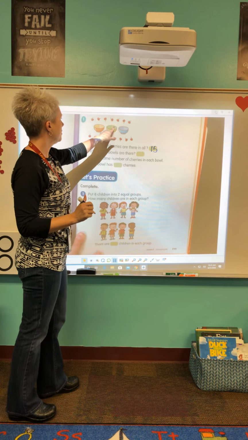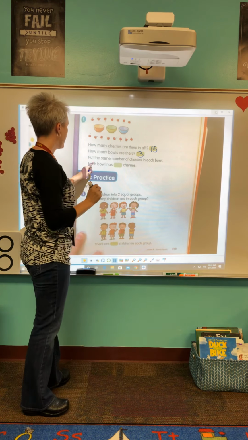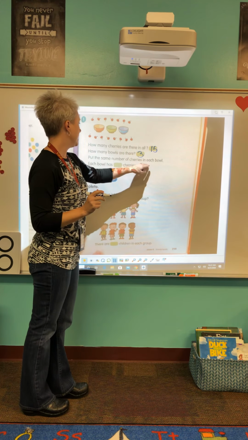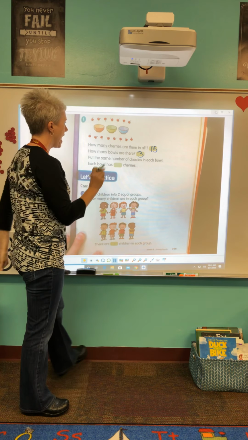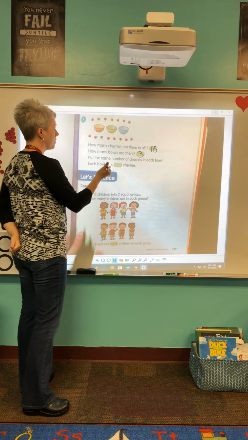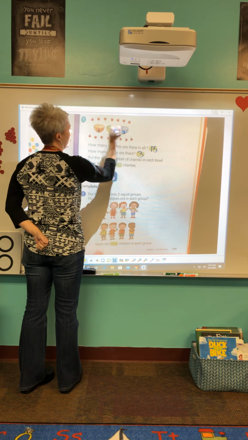How many bowls are there? 1, 2, 3. 3 bowls. Put the same number of cherries in each bowl. Each bowl has blank number of cherries. Okay, I have 3 bowls. So I'm going to label this one bowl 1, bowl 2, and bowl 3.